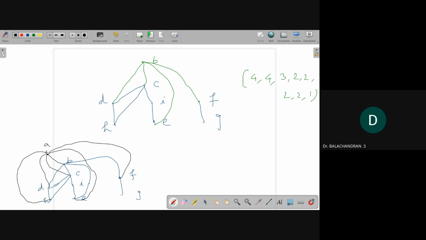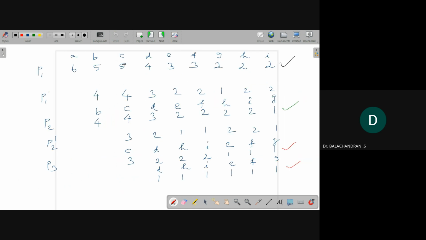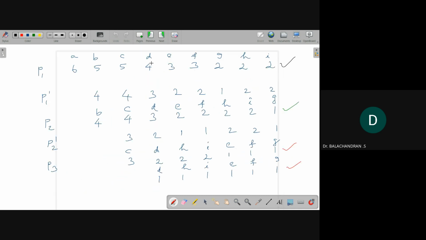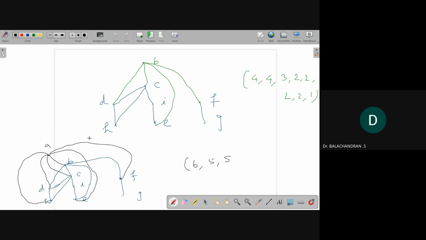Now what is the degree of A? 1, 2, 3, 4, 5, 6. So the degree sequence is what? 6, and then the degree of B is 1, 2, 3, 4, 5. So 6, 5, you can check it. C is also 5: check 1, 2, 3, 4, 5. D is 4: 1, 2, 3, 4.